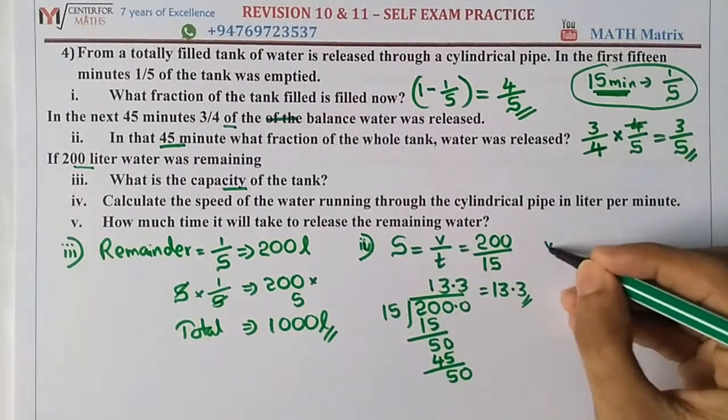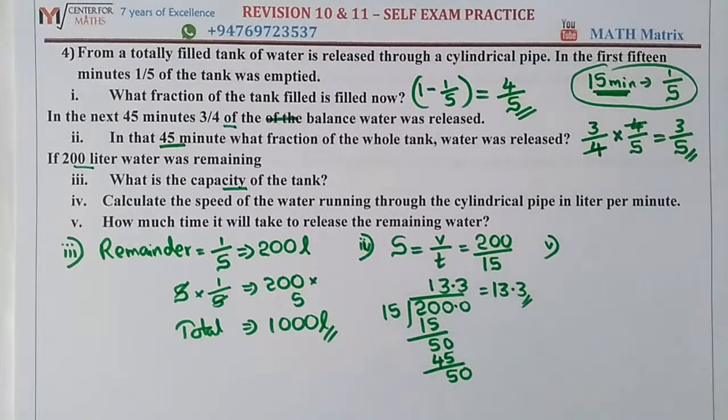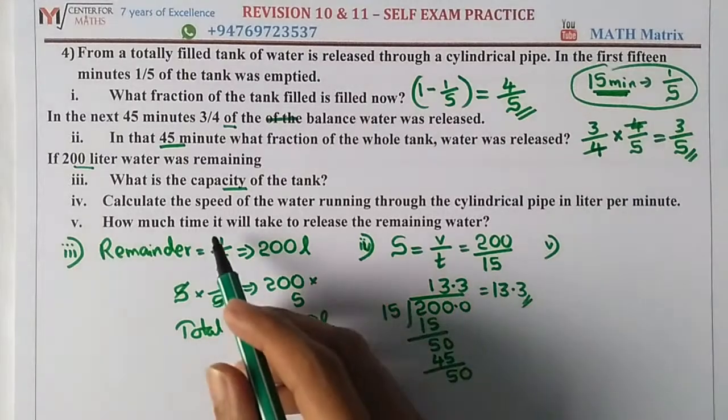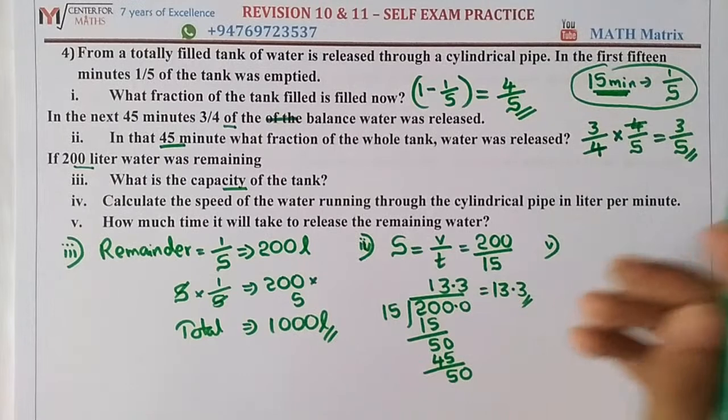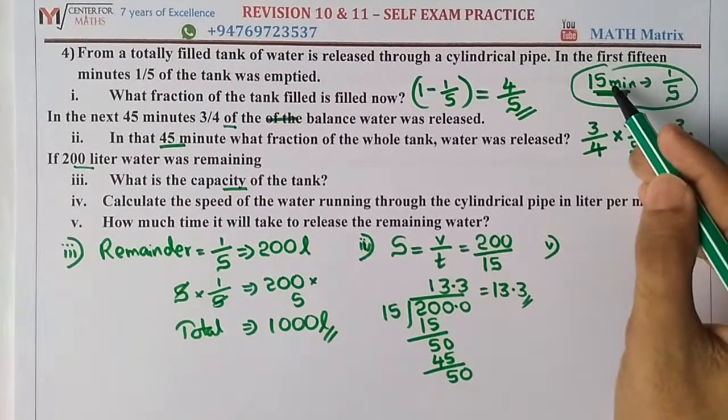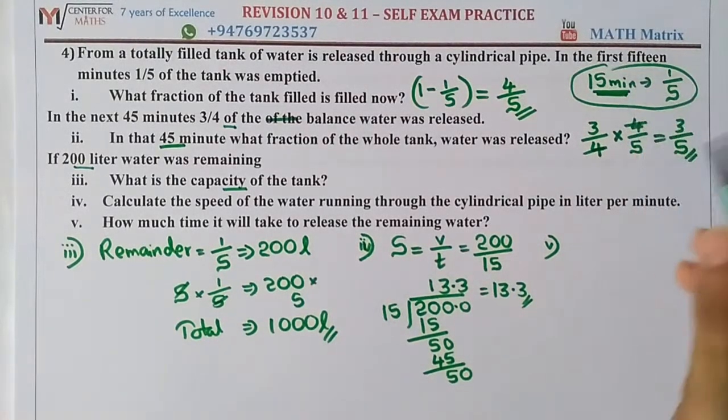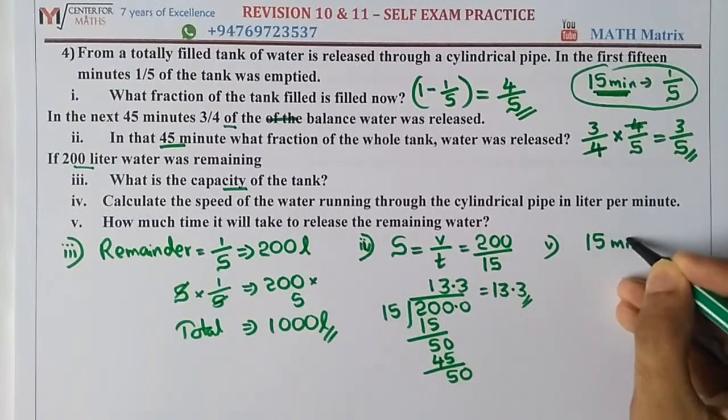Now we are moving to the last one. Question number 5. How much time will it take to release the remaining water? Now how much is remaining? Just 1 over 5 is what is remaining. They are going with the same speed. For 1 over 5, they have already given the substitution. It takes only 15 minutes, right? So directly you can give that as 15 minutes.